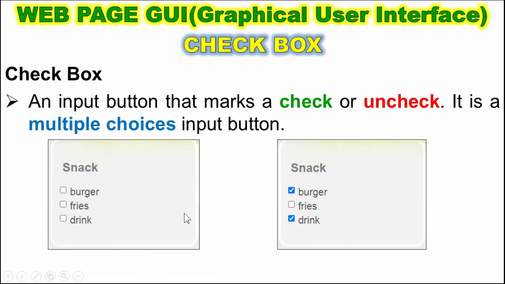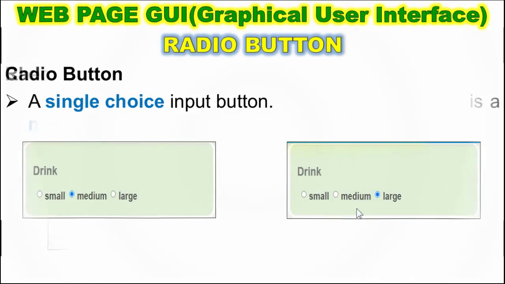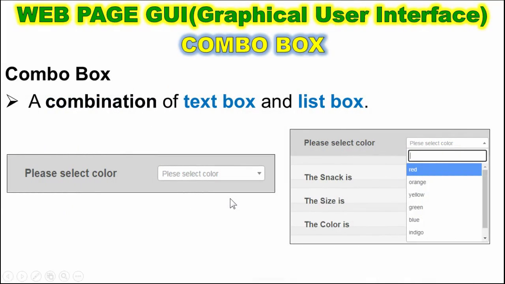The checkbox is an input button that marks a check or uncheck. It is a multiple choices input button. The radio button is a single choice input button. The combo box is a combination of text box and list box.